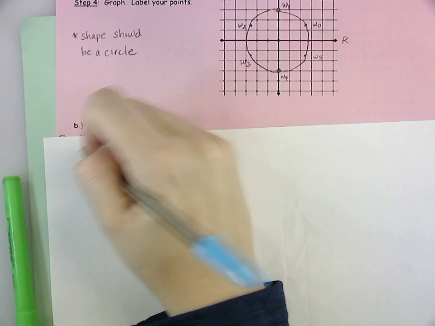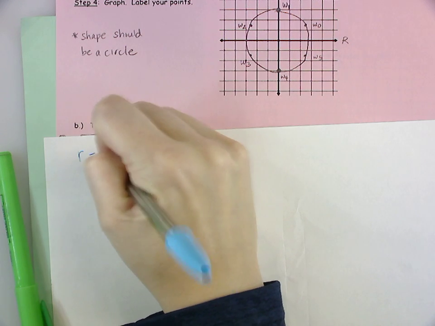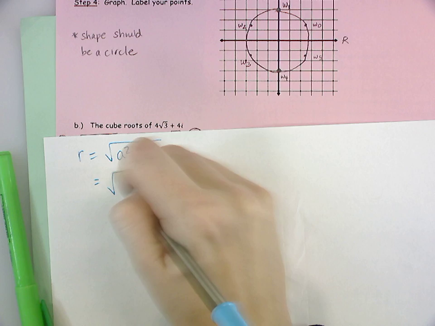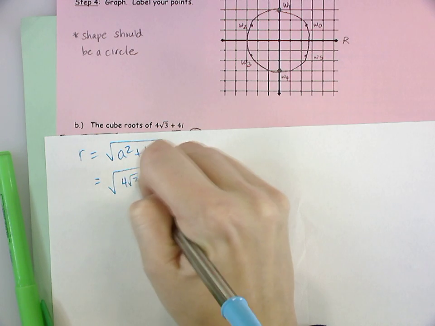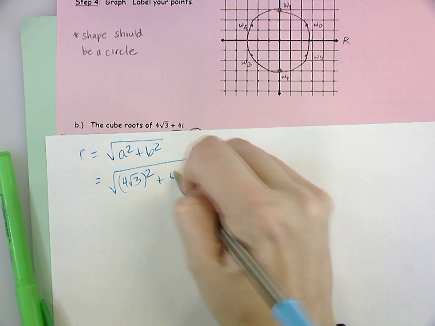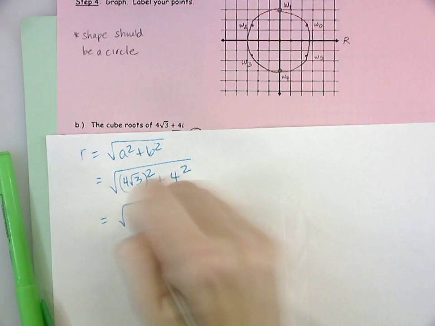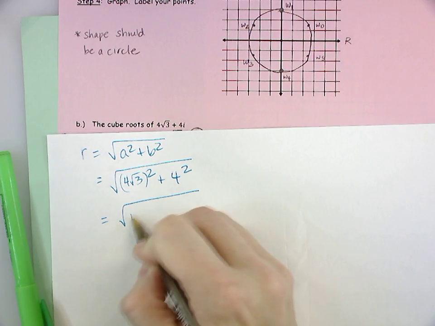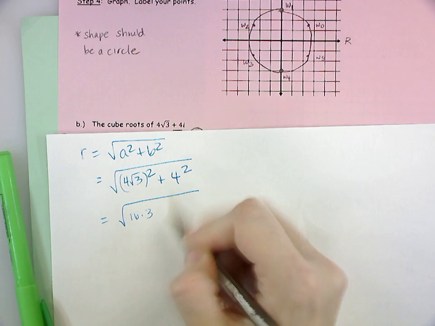Your R value is going to be the square root of a squared plus b squared. So in this one, my a value is a little different, but we still should know how to do this. 4 root 3 squared. Good, I love that. Yes, good. That's a great way to think of it because 4 squared is 16 and then times 3, because root 3 squared is going to be 3.